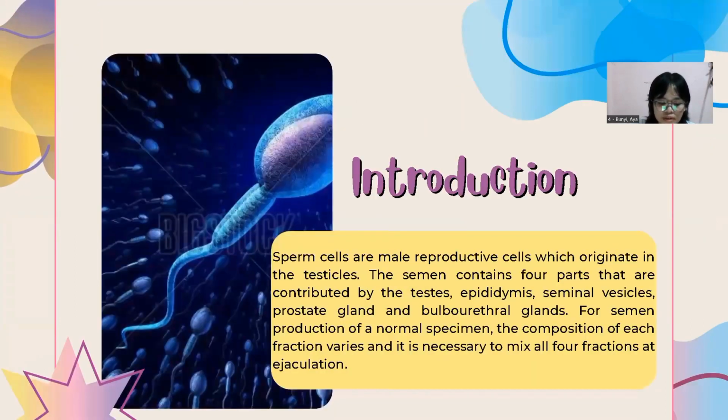So let's start. Sperm cells are male reproductive cells that originate in the testicles. Semen is composed of four fractions that are contributed by the testes, epididymis, seminal vesicles, prostate gland, and bulbourethral glands. Each fraction differs in its composition, and the mixing of all four fractions during ejaculation is essential for the production of a normal semen specimen.